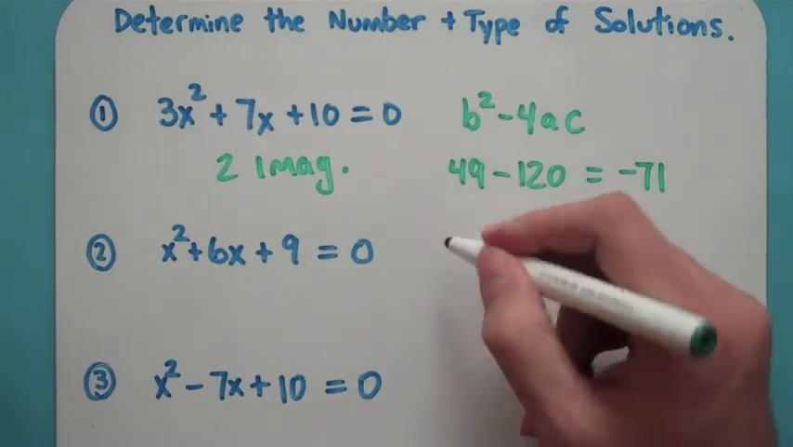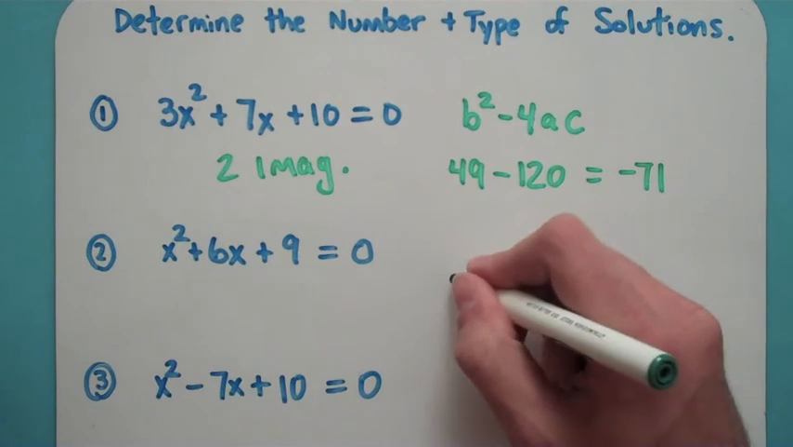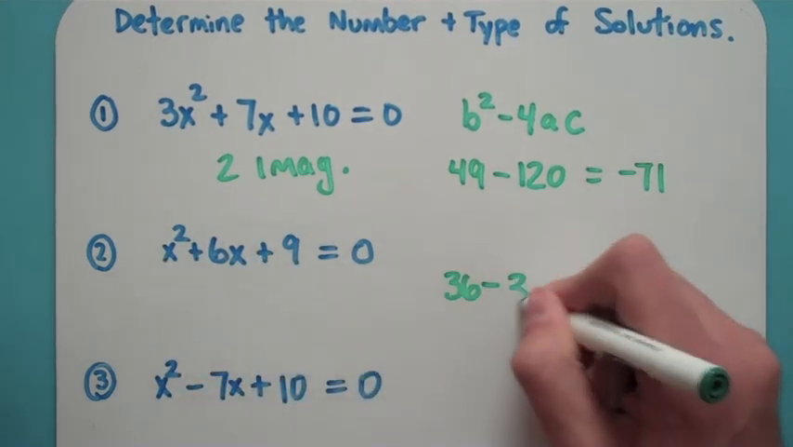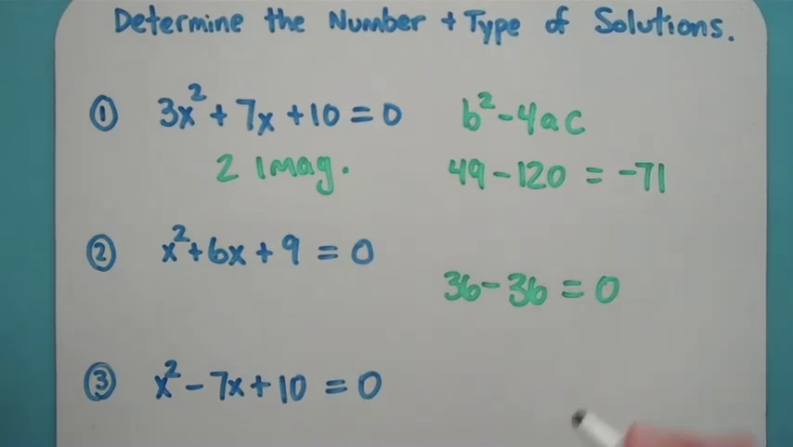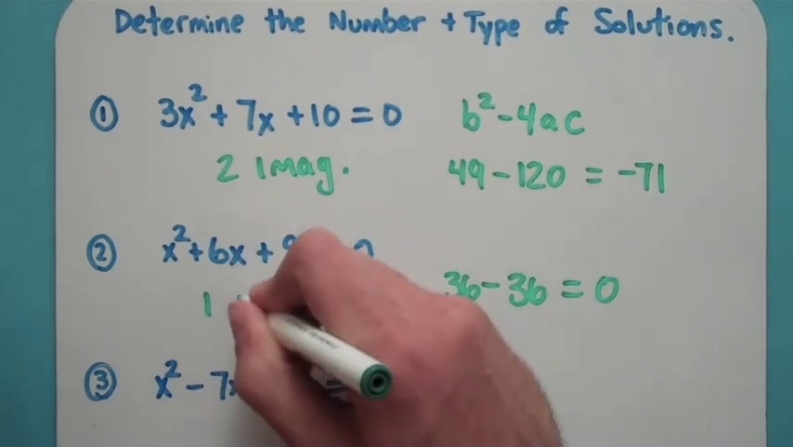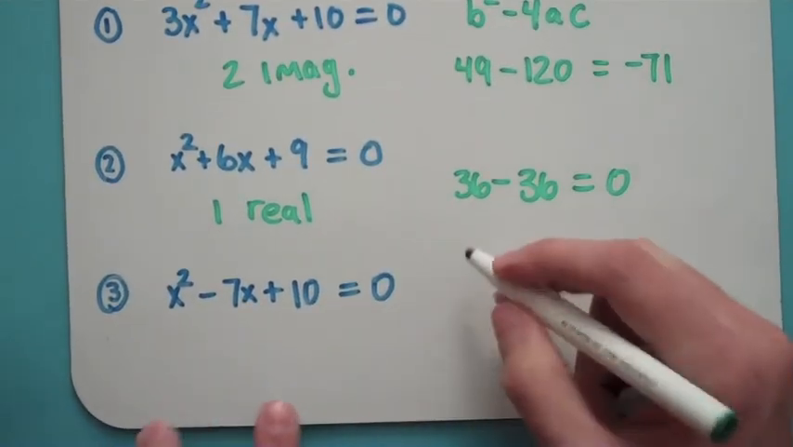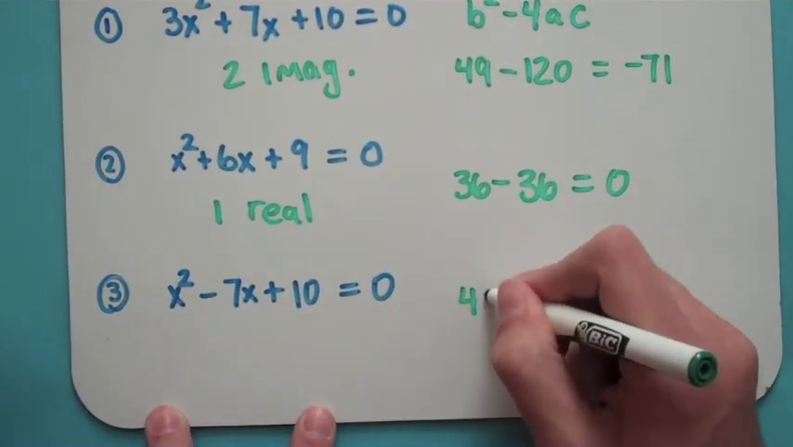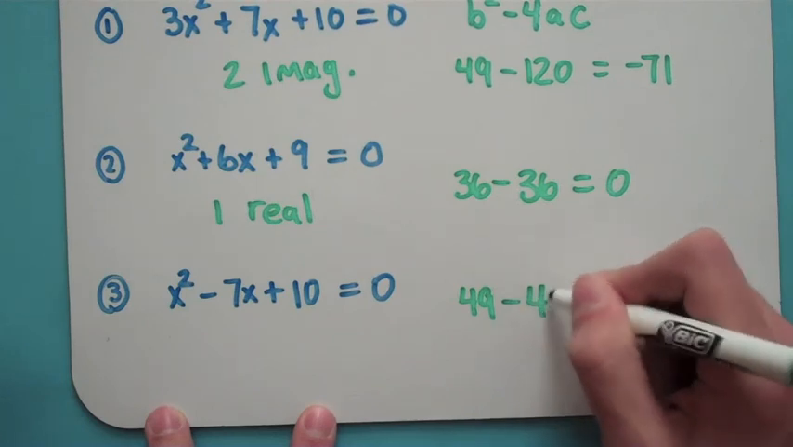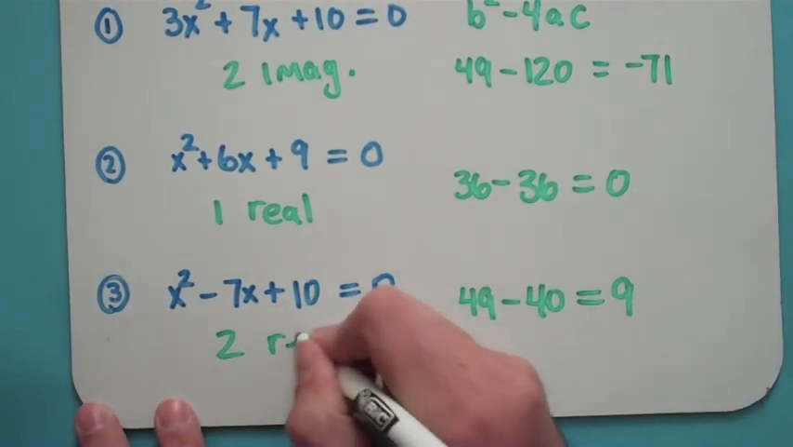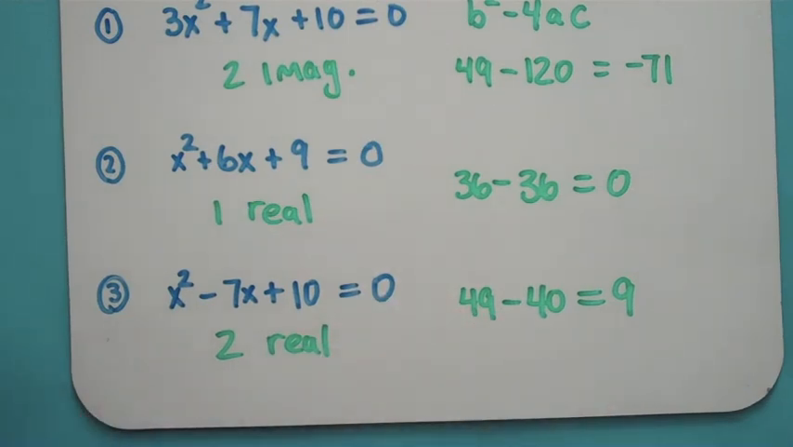On the second problem here, if I do b squared minus 4ac, I get 36 minus 4 times 1 times 9, which is 36. I get 0. If it's 0, that means there will be one real solution. And on my last problem, if I do b squared, that'd be 49 minus 4 times a times c. I get a positive answer here. There will be two real solutions. This doesn't actually tell you what the solutions are. It just tells you how many of them there will be.